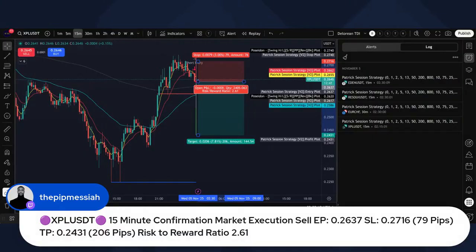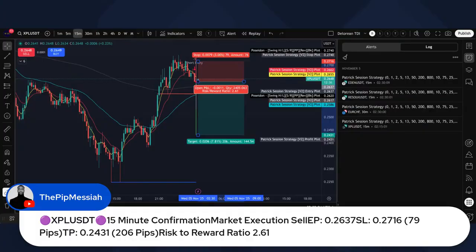And XPL versus Tether, 15-minute sell. Entry price is 0.2637. Stop is 0.2716 for 79 pips. Take profit is 0.2431 for 26 pips. And a risk of 2.61.